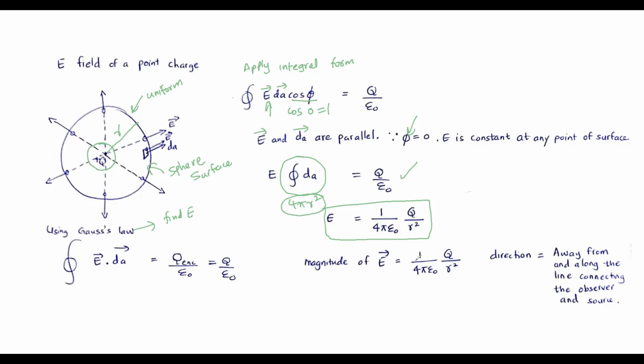So we just need to create a closed surface that will go through the point that we are considering, right? So let's say we want to find the electric field at a certain point in space. We need to create that closed surface that goes through this point, right? Then we can evaluate that surface using Gauss's law.